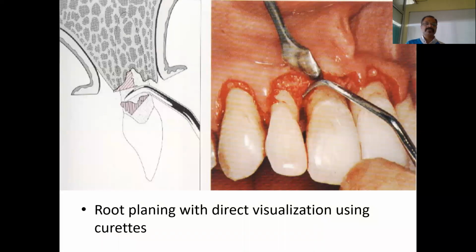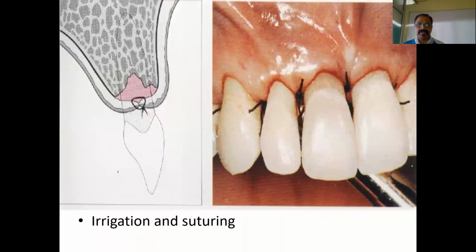Once you do that, what you see here basically is access to your root surface. So you have access to the root surface, and you can do your root planing, because you have direct access. You're going to do a complete root debridement, you're going to irrigate it, and then you're going to suture it. Again, you're going to place this flap at a more apical position.